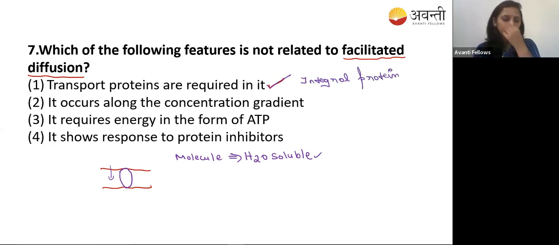Okay, so in option 2, it occurs along the concentration gradient. Yes, guys, whenever we are talking about diffusion, it will be along the concentration gradient. See here.